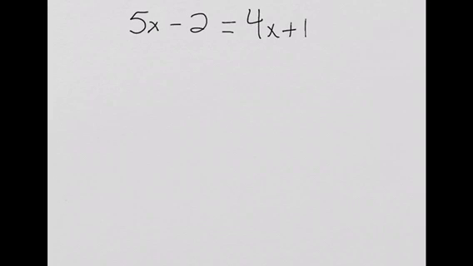Okay, so let's look at our first equation. 5x minus 2 equals 4x plus 1. In this case, there are no parentheses, so no big deal. So we go straight to isolating the variable on one side of the equation. In this case, I'm going to take my variables to the left. So let's divide our equation in two. And I want to move this 4x onto the same side as the 5x.